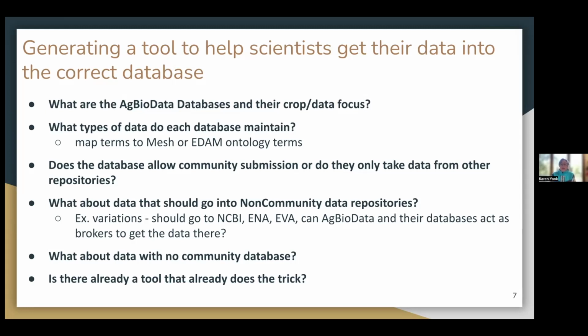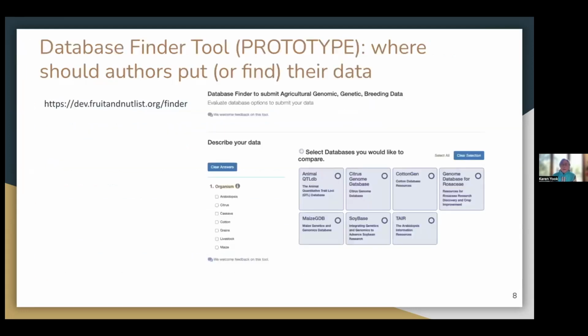Okay, so what about data with no community database? We're still working on that, but I think one of the main things is just to alert people about their options when they have that type of data. And of course, the big question is, well, is there already a tool that does this trick? And the answer is yes. So at this point, I'm going to do a new screen share.